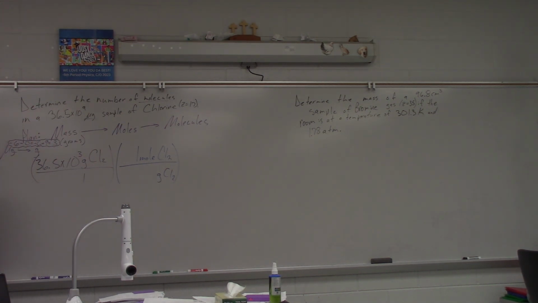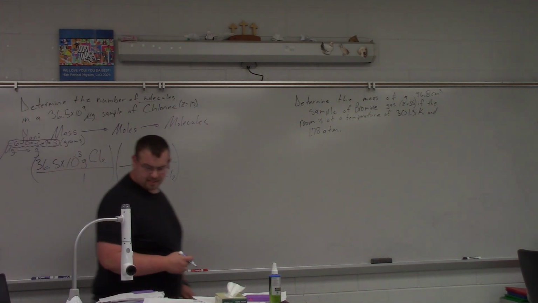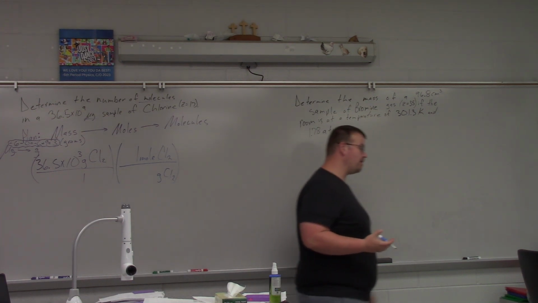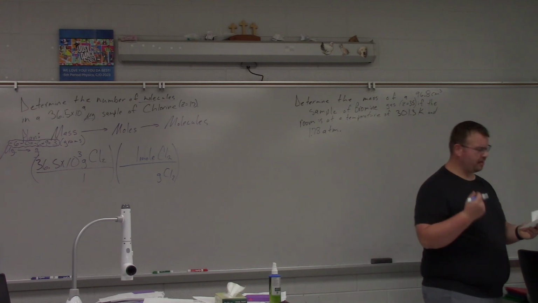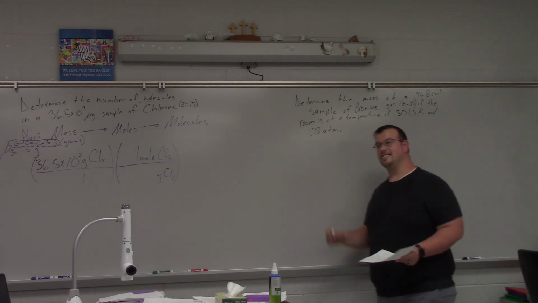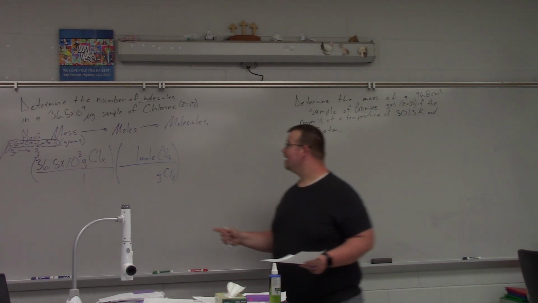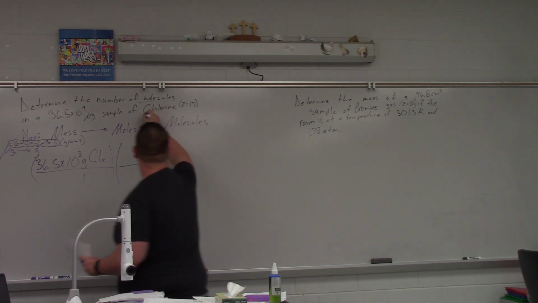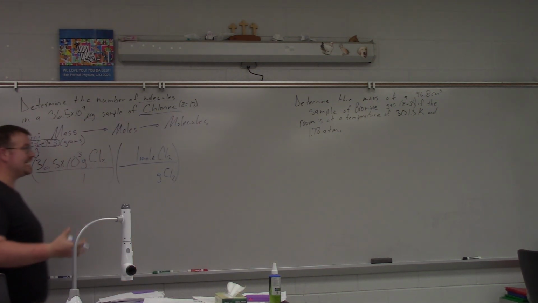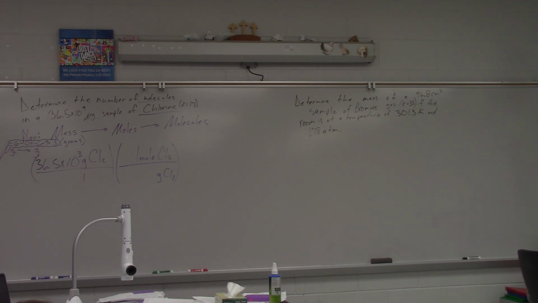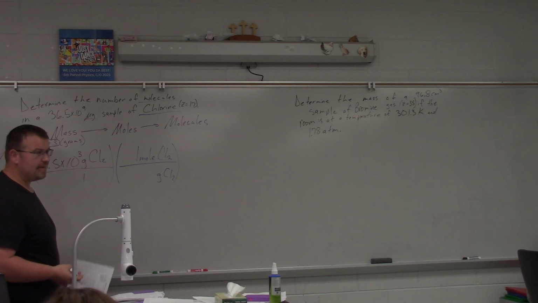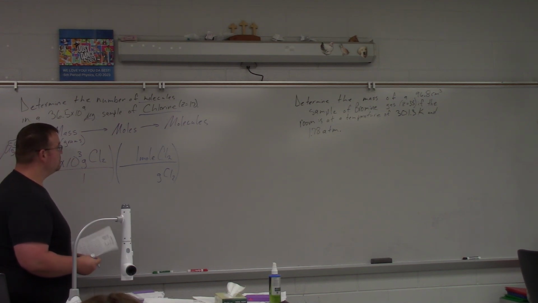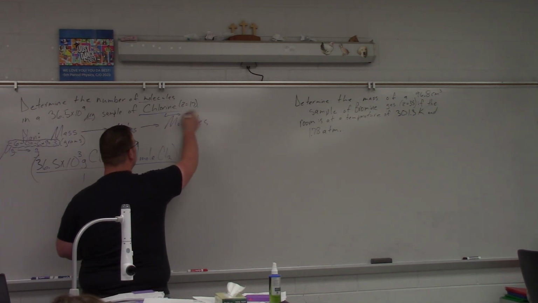But here's the thing. It's not as simple as grabbing a periodic table and saying that your value is 35.45. It's not just one chlorine. Chlorine is a diatomic, which means it exists in nature bonded to itself. So you have to double the average atomic mass of it.